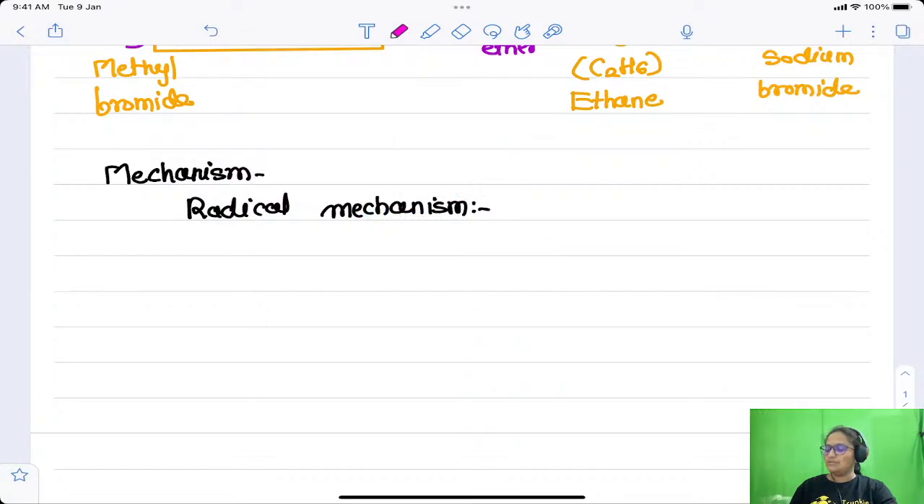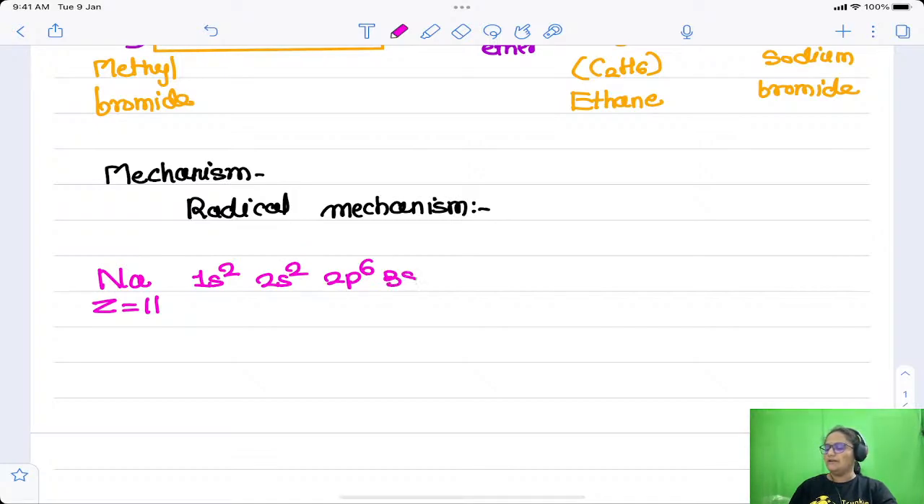We are using sodium metal, right? Sodium is a metal. Sodium has 11 electrons in it. The electron configuration of the sodium atom is 1s2, 2s2, 2p6, 3s1, right? So sodium has a tendency to lose an electron. The sodium metal will lose its one single electron to another atom, and it will get converted into a sodium radical, right?